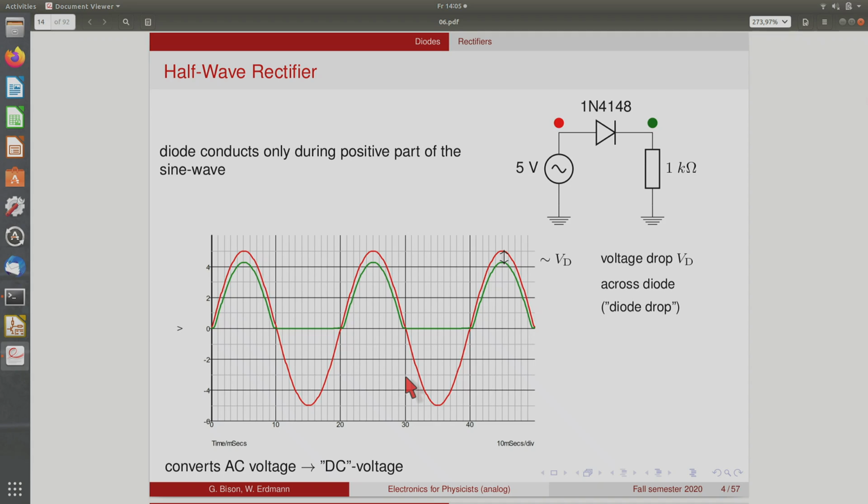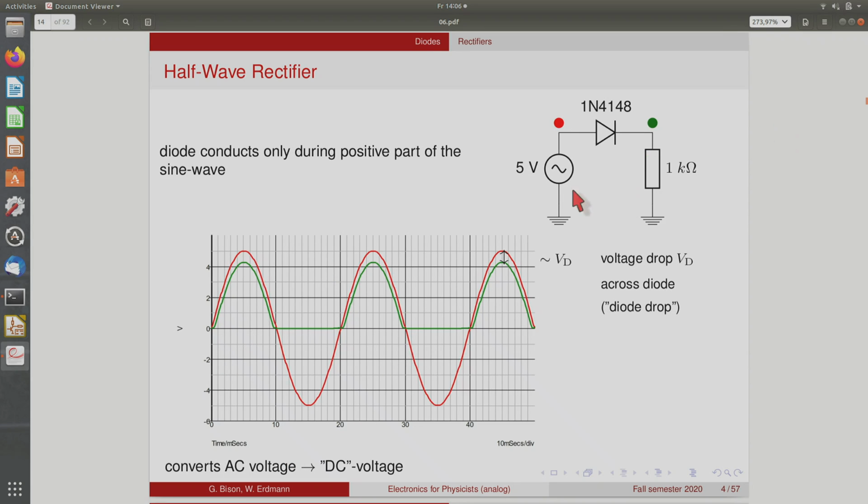So let's look at the simplest application, which is the so-called half-wave rectifier, where you start with an AC voltage source, shown here, 5 volts in this case, which you send through a diode and then into a load, like a resistor of 1 k ohm in this case. And then here shown versus time is the AC voltage of plus or minus 5 volts, so 5 volt peak amplitude is the red curve. And then if you look at the voltage that you see here, that's the green curve.